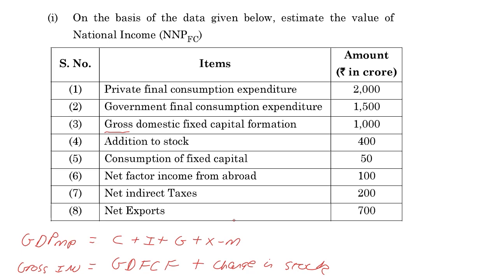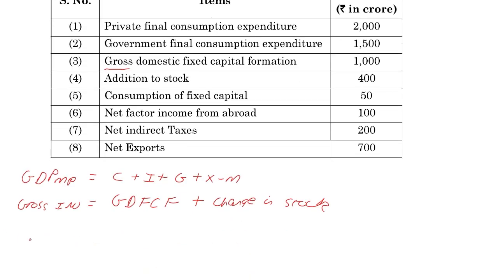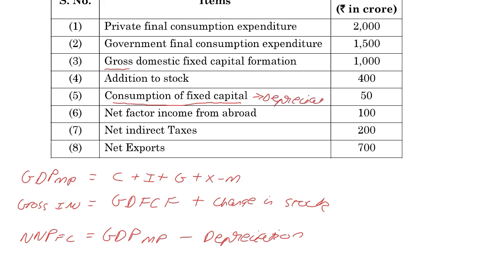But we need to reach NNPFC. And if I want NNPFC, I have to take GDPMP and subtract depreciation. Now, a lot of times in questions, they don't give us depreciation. They say consumption of fixed capital. Understand that this is depreciation. Then G becomes N if you do this.